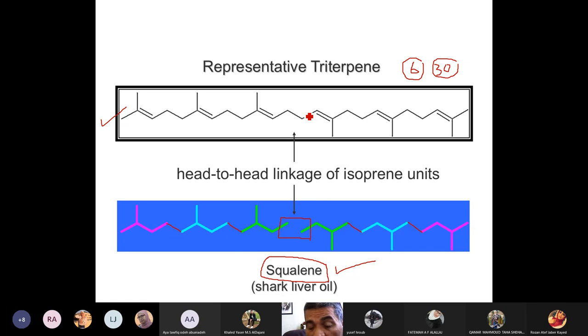Now, squalene is available in many anti-wrinkle and anti-cellulite creams, which are used to get rid of cellulite and wrinkles, because in the skin it will be converted to cholesterol. And this is skin cholesterol, not the blood cholesterol, okay, which is responsible for the smooth touch of the skin.